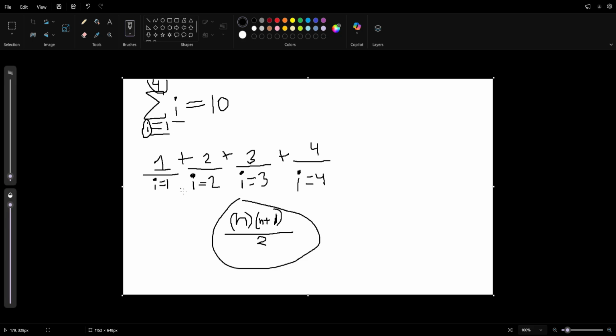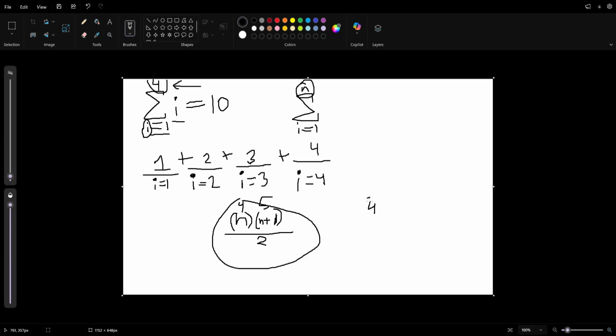You might be wondering, what is n? As covered previously in the video, n is basically just this number at the top of the Riemann sum. It usually starts at i equals 1, and then this value right here is n. So in this case, n is 4. So we plug in n, which is 4, and n plus 1 is 4 plus 1, which is 5, and then all divided by 2.